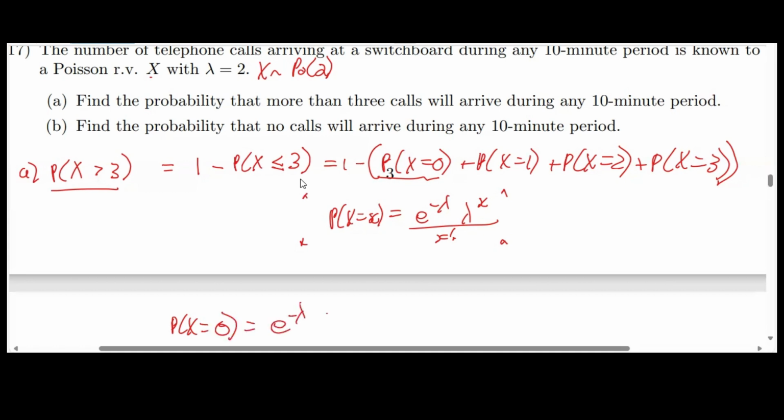It needs to be minus lambda by lambda to the x over x factorial, right? 0 factorial is 1. So this will just be e to the minus lambda. Why? Because anything to the power of 0 is 1, and 0 factorial is 1. So it will just end up being this.